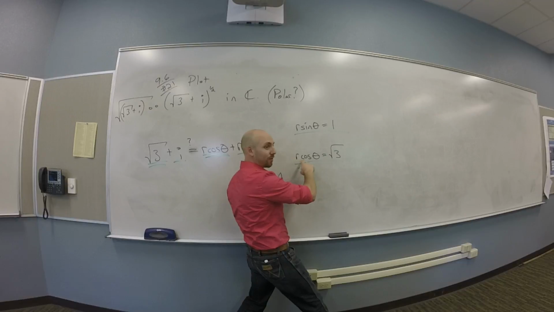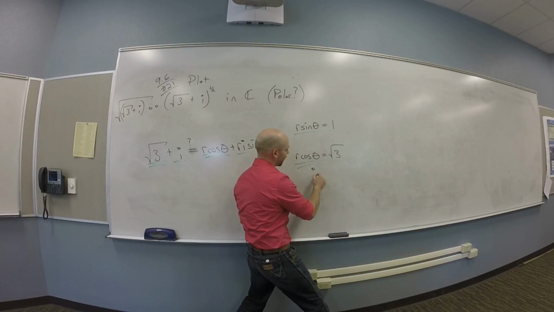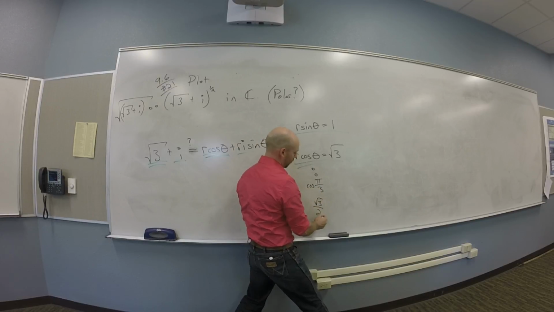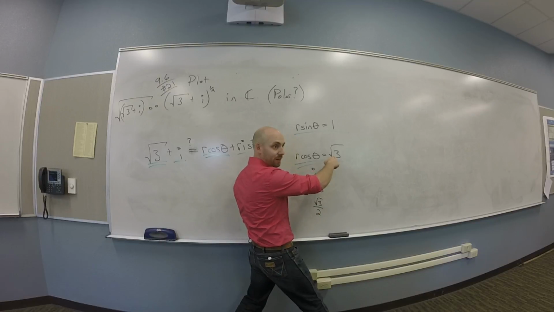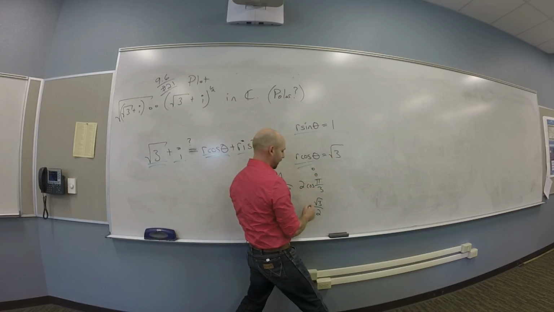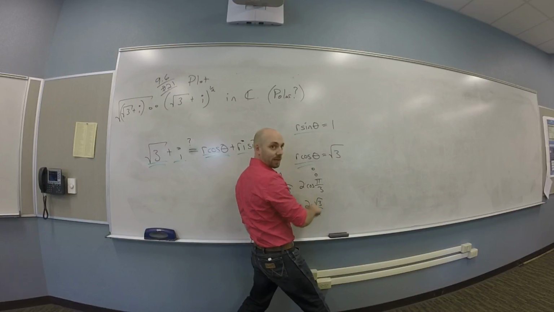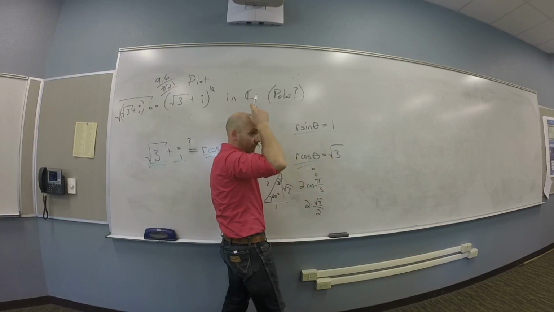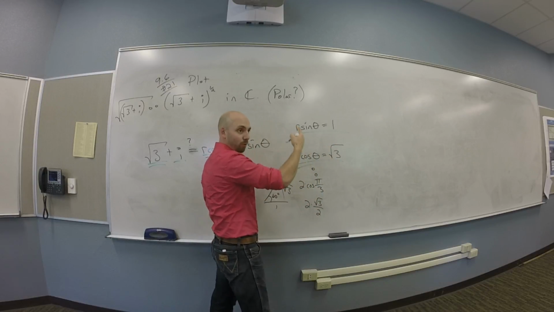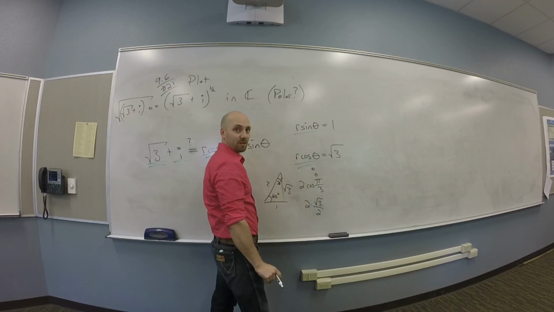So if you're going to think cosine of pi over 3, and then one half, that's going to give me square root of 3 over 2. I need to get to square root of 3. So if I multiply this by 2, I get there. Then I just got to check, does that work in the other one? You guys see that?